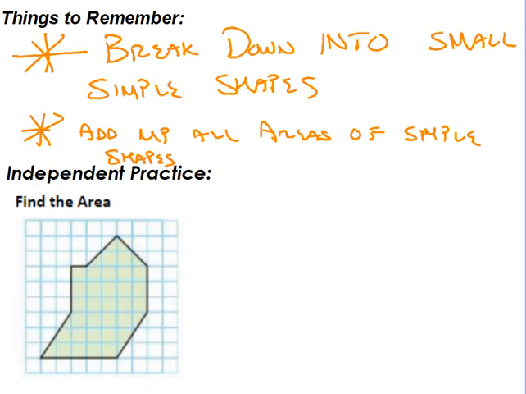So I hope this helped. And try out this independent practice here. And again, just got to start looking at it and maybe break it down into different shapes. And that'll help you out quite a bit.